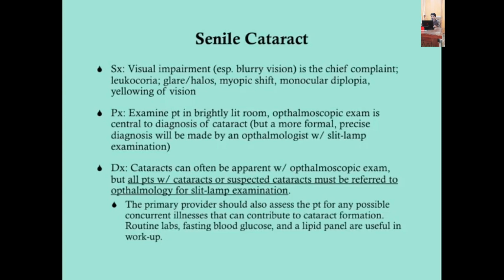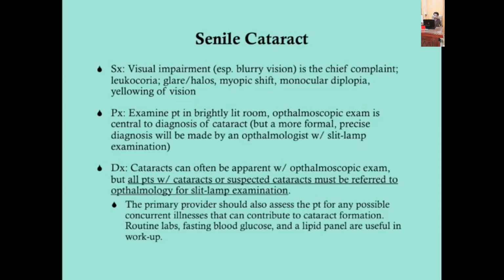You can look at their routine labs. You should get definitely a BMP and a CBC at the very least. It would surely, in an overweight patient, be a good idea to get a fasting blood glucose to see if there's any possible diabetes or prediabetes.